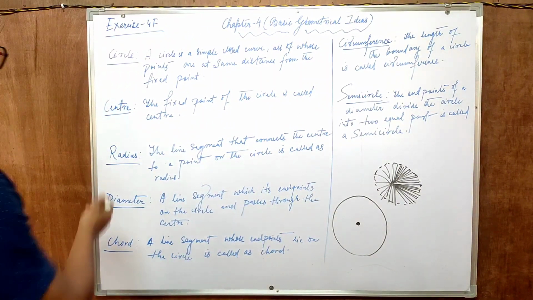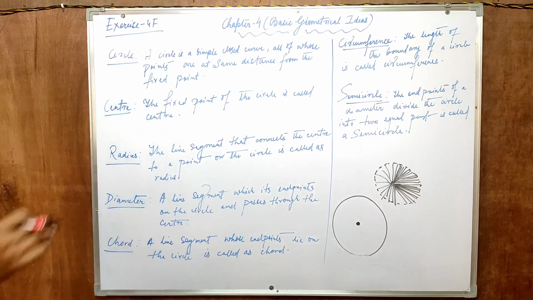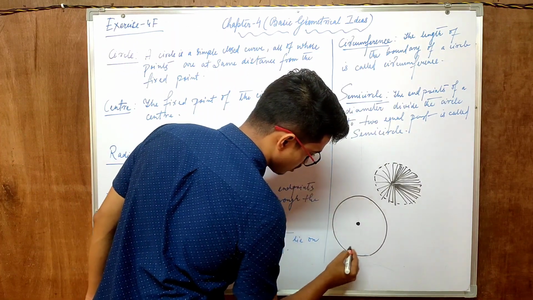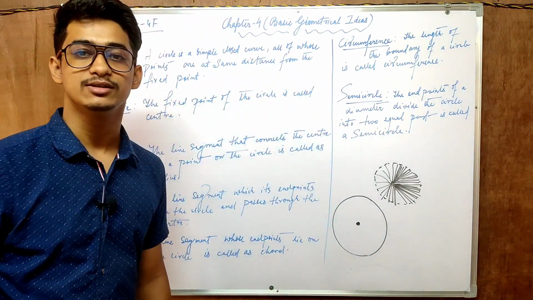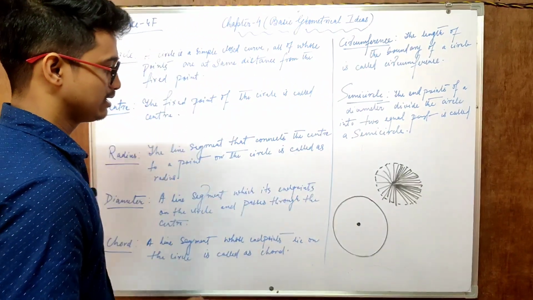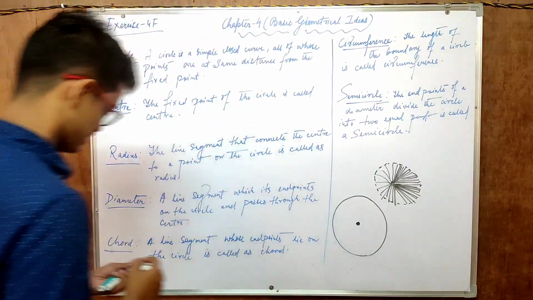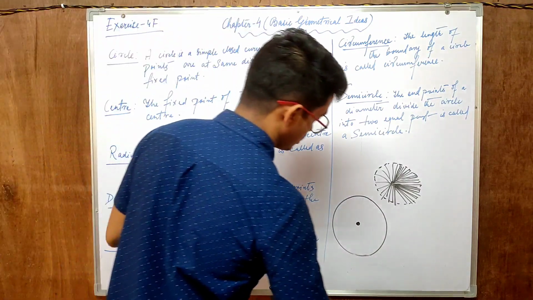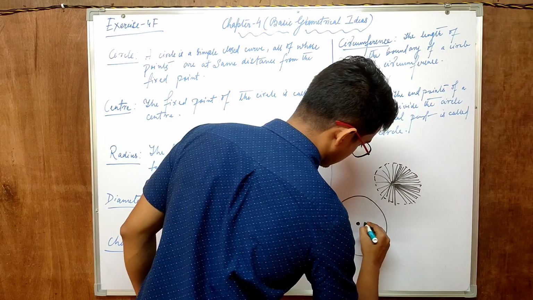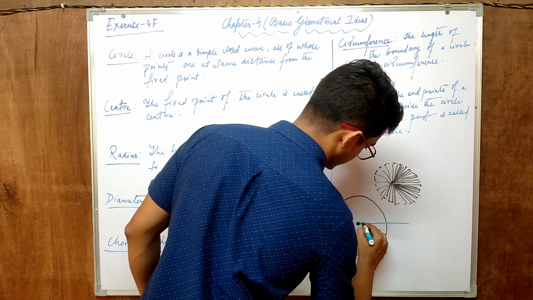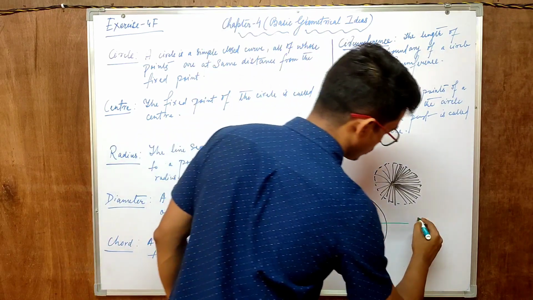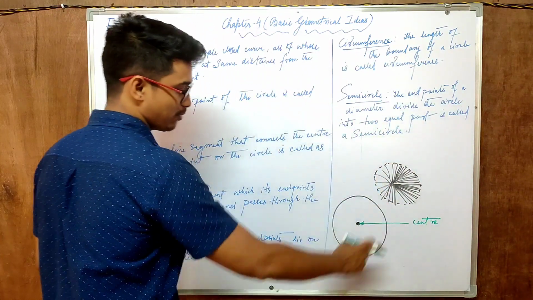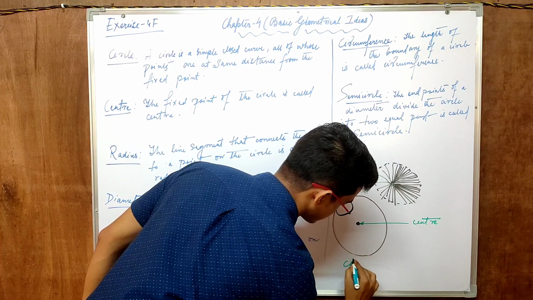After that, the next topic is center, the fixed point of the circle. Which is the fixed point over here? This one. This point is called the center. I'm writing side by side also. So let's say this point is called the center, and this is the shape of the circle.